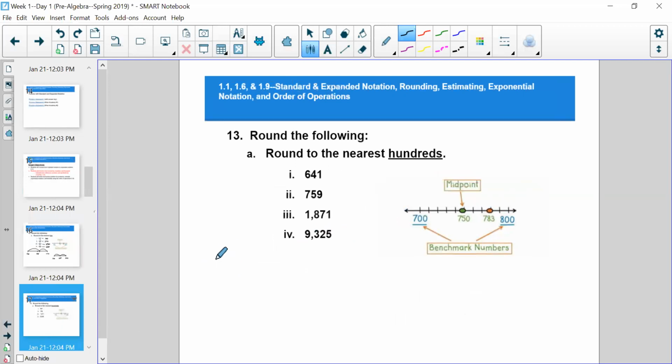Nearest hundreds would be all your numbers here. So it'd be between 600 and 700.